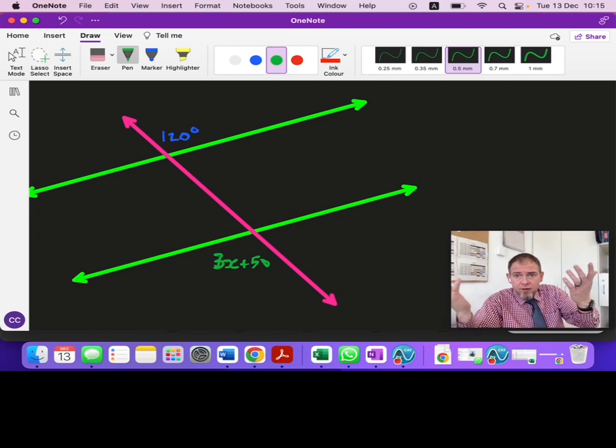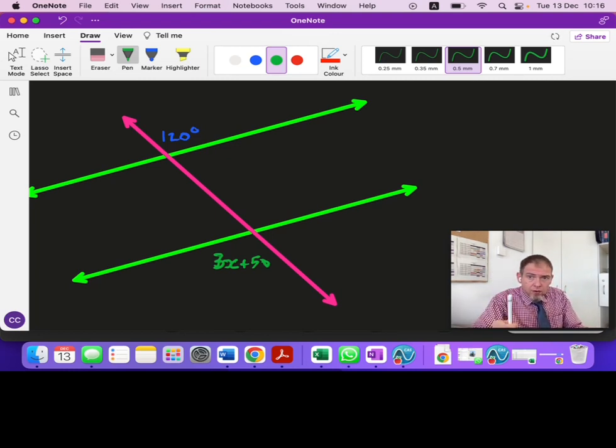if I want to know what x is, right away, we could do the process where we do corresponding angles and then vertically opposite. That's beautiful. That's fine. Or we can just remember that alternate angles will always be identical. Okay? So those alternate angles work. And we could solve doing that.